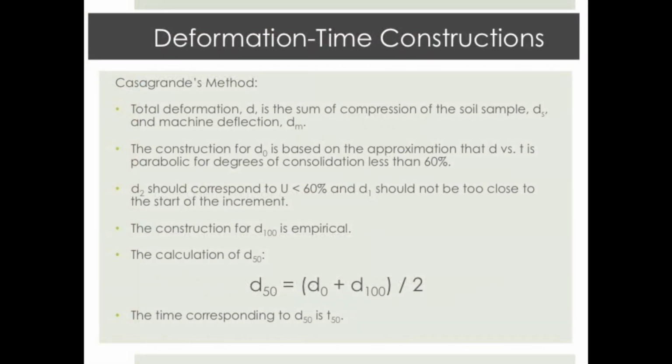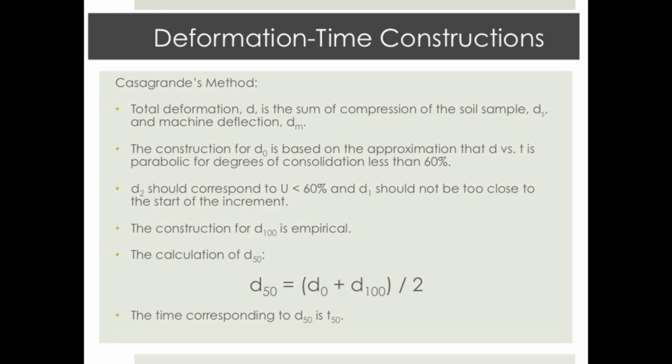First, we will overview Casagrande's method. The first assumption is that the construction for D0, deformation at 0% consolidation, is based on the approximation that deformation versus time is parabolic for degrees of consolidation less than 60%. The reason for this is because D0, the deformation corresponding to t0, 0 time, is not displayed on a log scale. We must use the parabolic assumption to extrapolate where D0 would be if the log scale did display 0 time.